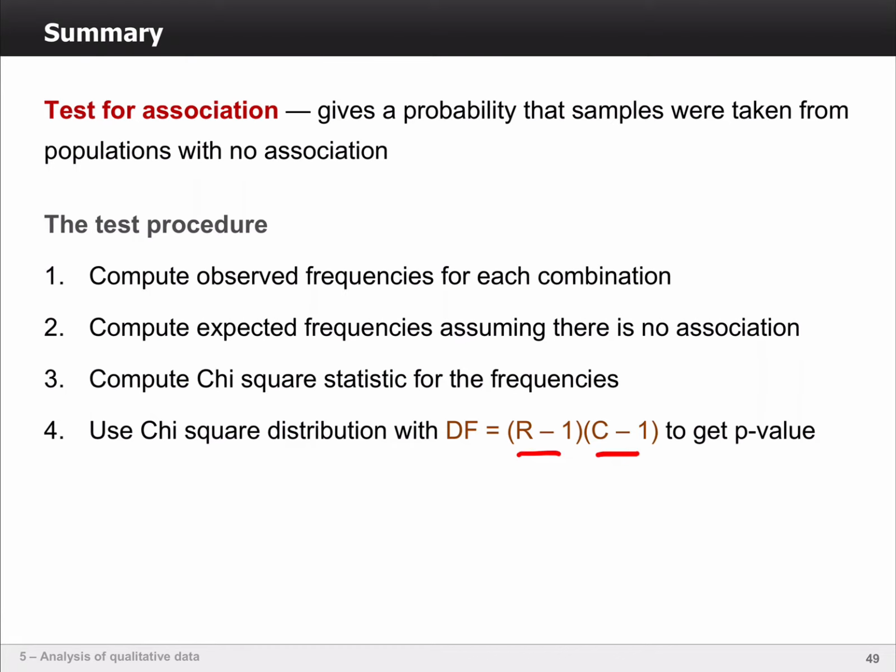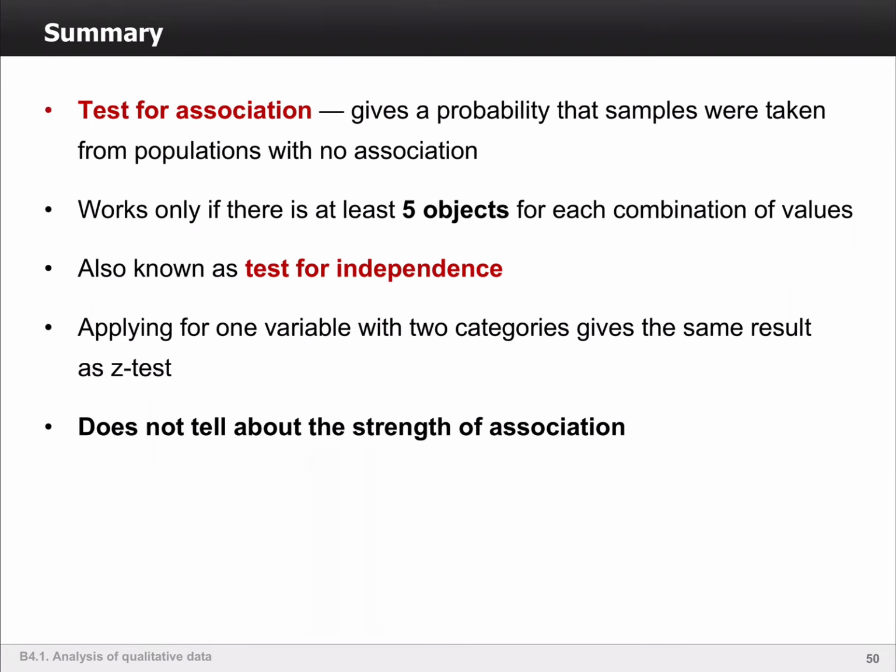The reason I use R and C here is simple: row and column, so how many rows and how many columns, because we use a table to represent the observed frequencies. So that's the procedure, and as any test for association, it has some limitations. First of all, it works only if you have at least 5 objects for every combination. If you see in the contingency table any combination with less than 5 values, you cannot use the test for association. Sometimes in literature the test for association is called the test for independence, so it means that you have 2 independent qualitative variables.